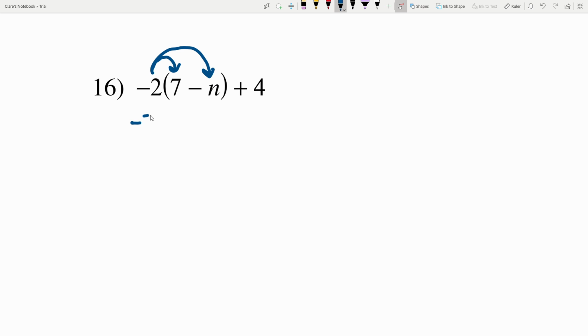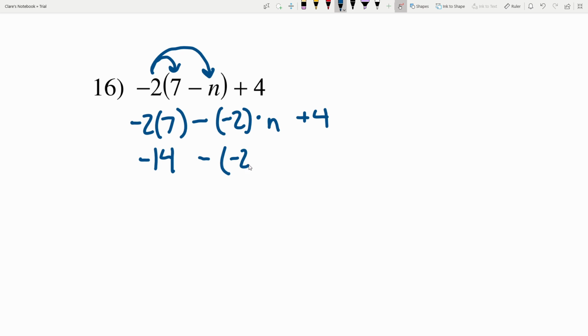So I'm going to have negative 2 times 7. I'll be subtracting that from negative 2 times n, and then I'll add 4. So you can see negative 2 times 7 is going to be negative 14, and we'll subtract negative 2 times n, which is a negative 2n, and then I'll add 4.